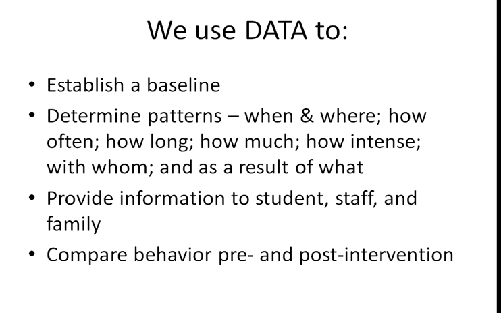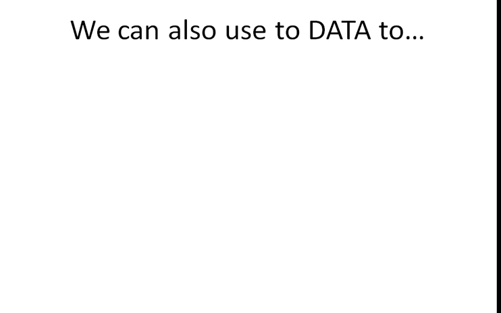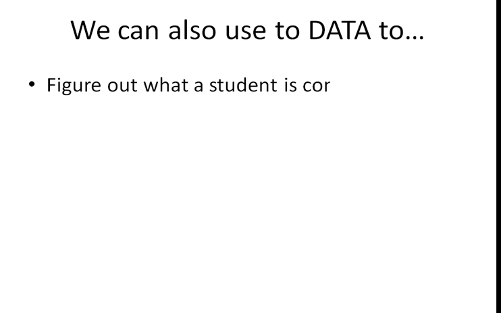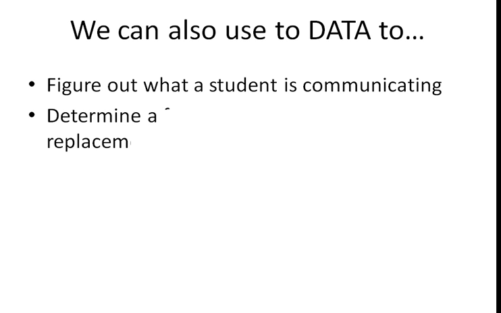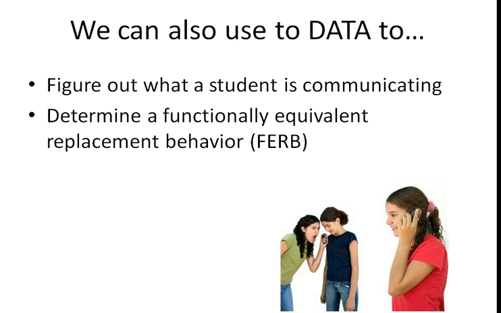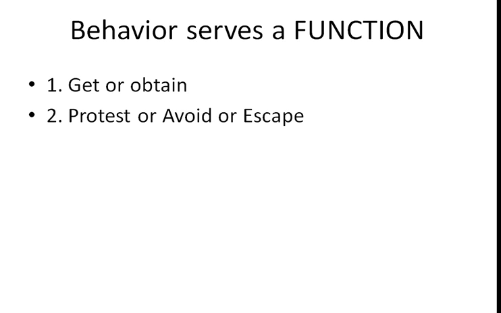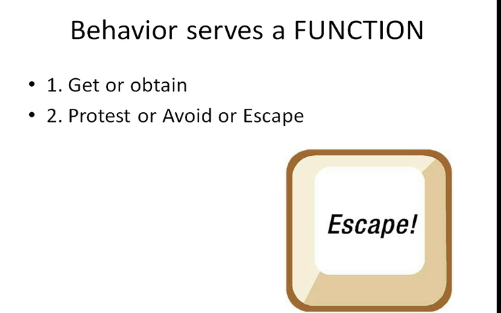Most importantly, we use data to compare behavior, pre- and post-intervention, to find out if our interventions are working. We can also use data to figure out what a student is communicating and to determine a functionally equivalent replacement behavior, or FERB. Behavior serves a function. It's either used to get or obtain something, or it's used to protest, avoid, or escape something.